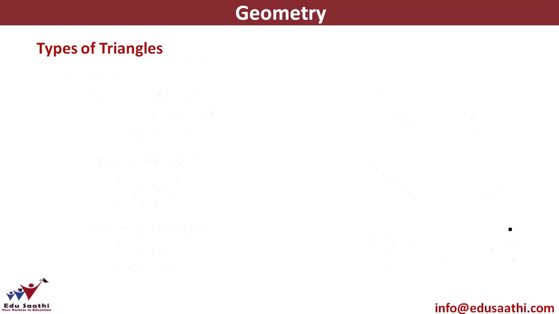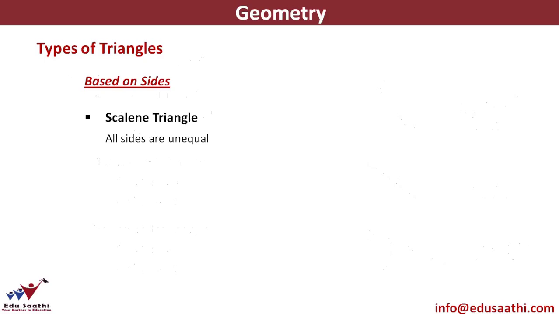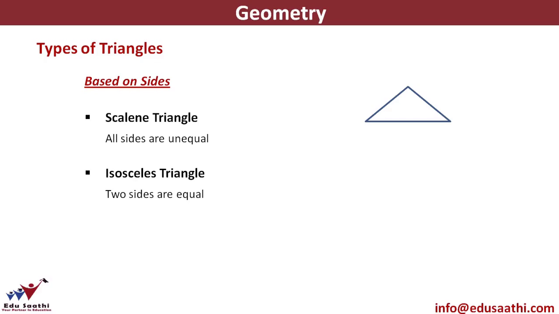Another classification of triangle can be made on the basis of sides. So on the basis of sides, the first type of triangle is a scalene triangle in which all the sides are unequal. That means you have all three sides, none of them are equal. a is not equal to b, not equal to c. The second would be an isosceles triangle, where two sides are equal. It can be any two sides. a is equal to b, not equal to c, or b is equal to c, not equal to a, or anything. Two sides are equal and the third side is not equal.